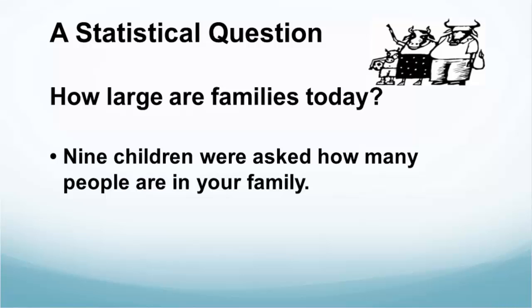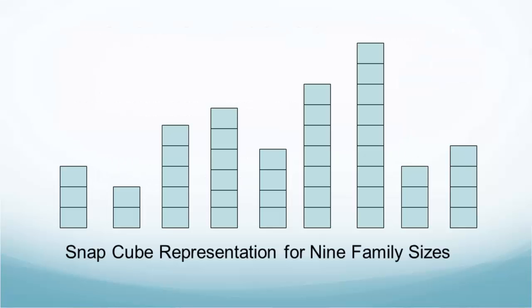And so I talk about, let's say we've got 9 children sitting around a table, and they each have snap cubes. And so they take the snap cubes and they build a stack of the number of people in their families, one on top of the other. So I've got 9 stacks now of snap cubes. So in my family, are we talking about children or are we talking about everybody in the family? How many people are in the family?